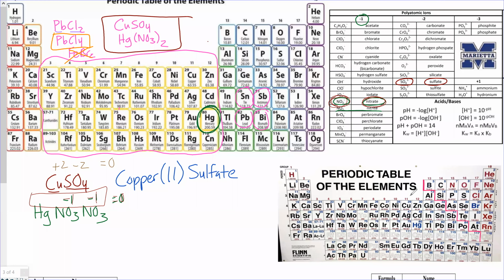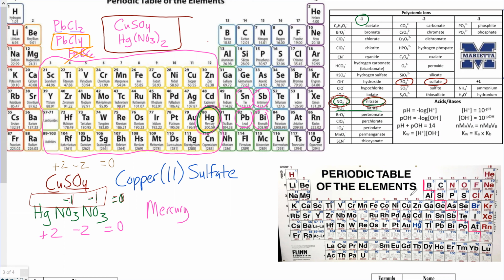Because this -1 and this -1 are essentially a -2 together, and it has to be equal to 0, this Hg must be a +2. We're just going backwards from how we did it last time. That Hg is right here, that's mercury. Can we do some more examples? Yep.